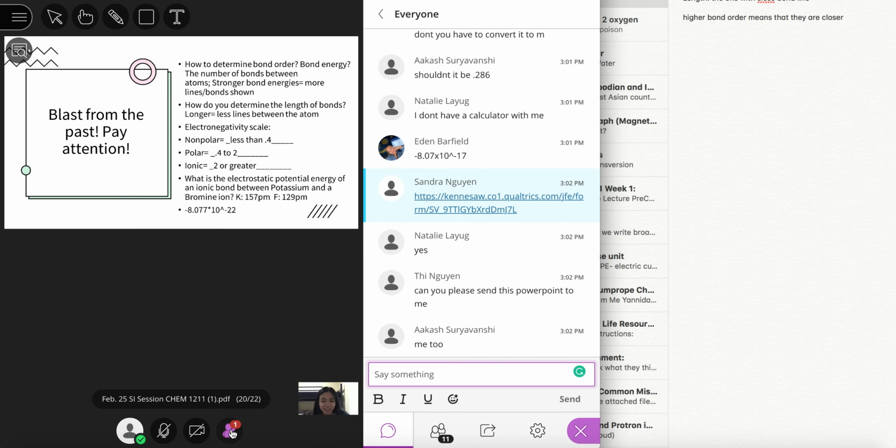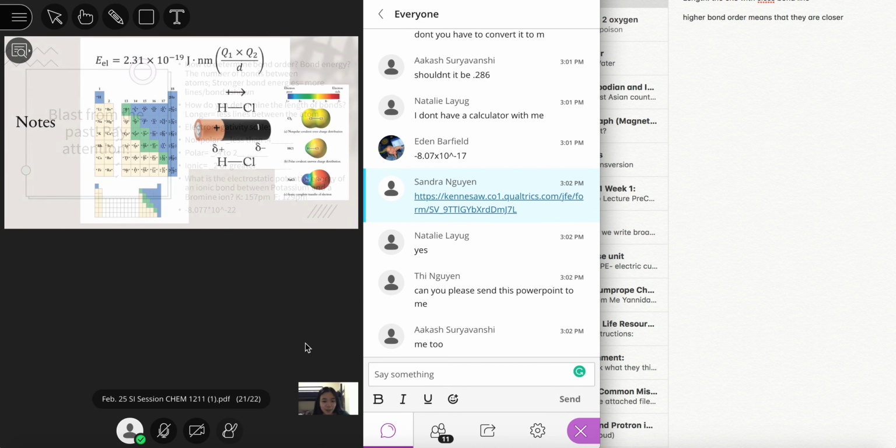So, this is a study sheet too. I would suggest knowing this. Again, with the groups, with the ions, that's how you would know.